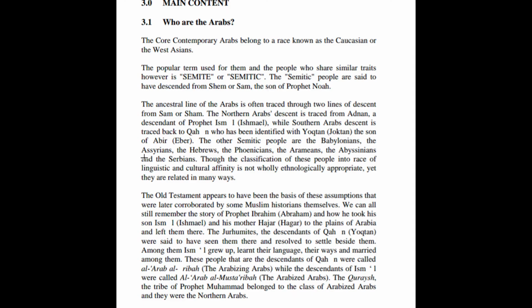Then the descendants of Ishmael were called Al-Arabiya. The Quraysh, the tribe of Prophet Muhammad, belonged to the class of Arabized Arabs, and they were the northern Arabs. Note, the Arabian ancestral lands comprise the countries known today as Yemen, Southern Arabia, Syria, and Iraq.